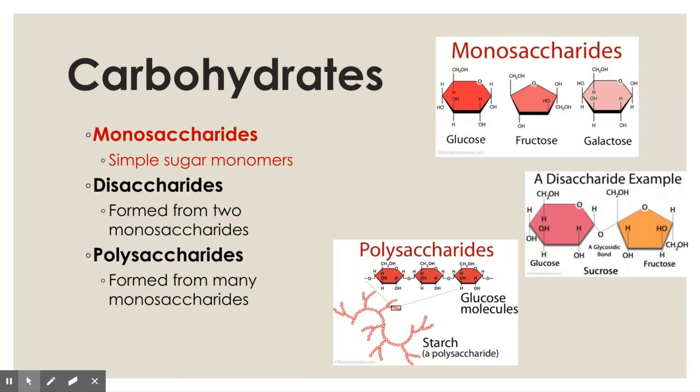Carbohydrates are made up of monosaccharides. Those are our simple sugars: glucose, fructose, and galactose. Disaccharides are when we synthesize 2 monosaccharides together. A great example, sucrose, okay? And then polysaccharides, that's a whole bunch of monosaccharides together. A great example of that is something like starch. It's a lot of glucose molecules put together.